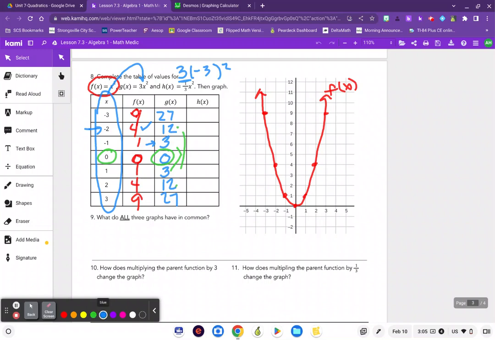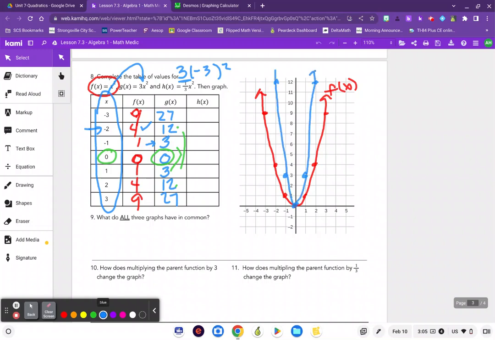So at negative 3, we had 27. Okay, well, that's off my grid. At negative 2, I have 12. All right, I can graph that one. At negative 1, I have 3. I still have 0, 0. At 1, I have 3, and at 2, I have 12. Interesting.